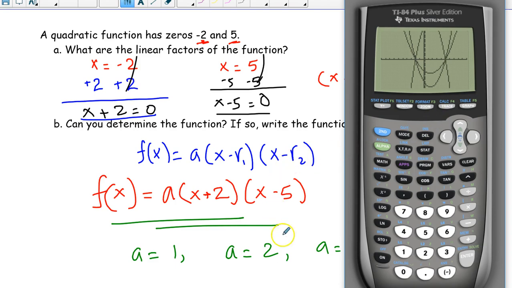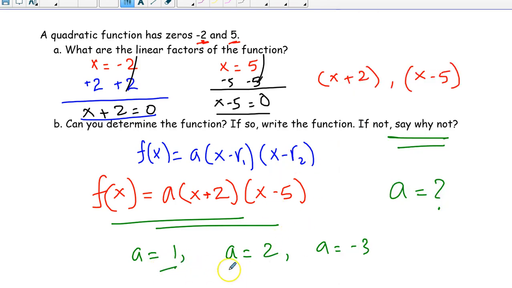Yeah, so the bottom line is this: the a values are changing the graph. That is, you cannot tell exactly what that function is just by looking at the zeros of the given quadratic function. I need to know the value of a. That is the whole thing about this particular problem. Okay, thank you.